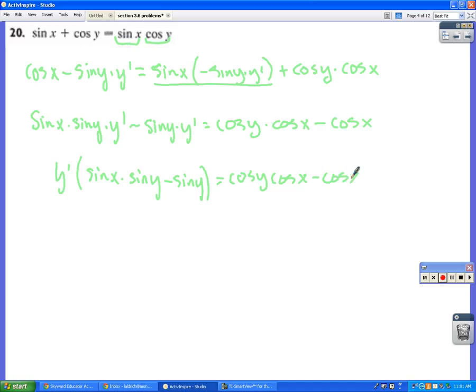You just have to factor out the y prime. Divide it by the stuff you factored out.